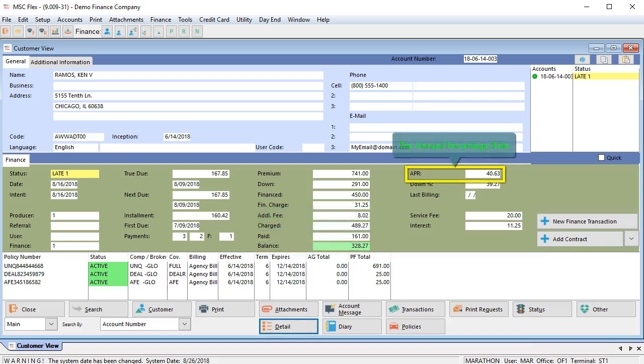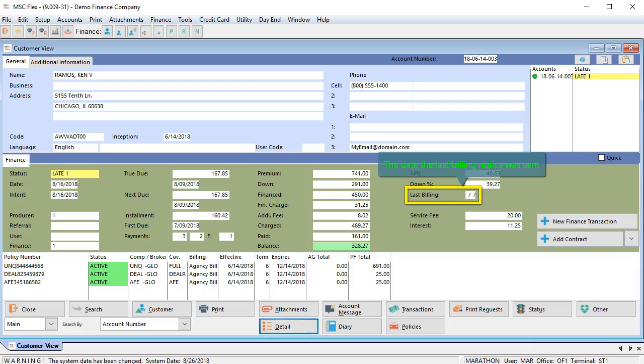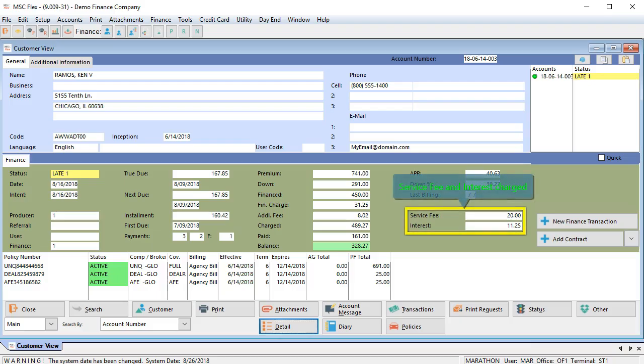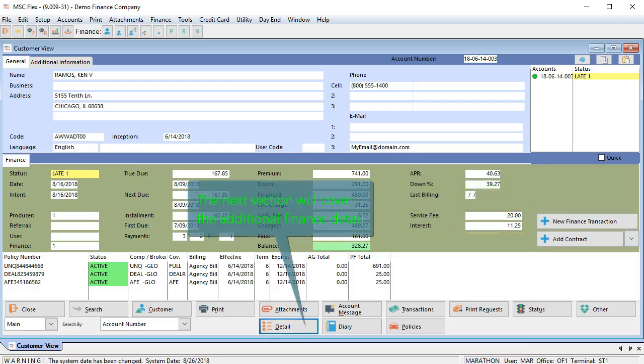The annual percentage rate for this contract is displayed here. The down payment percent is here. The last billing date is the date the last billing notice was sent. The service fee and interest charged are displayed here. The next section will cover additional finance detail.